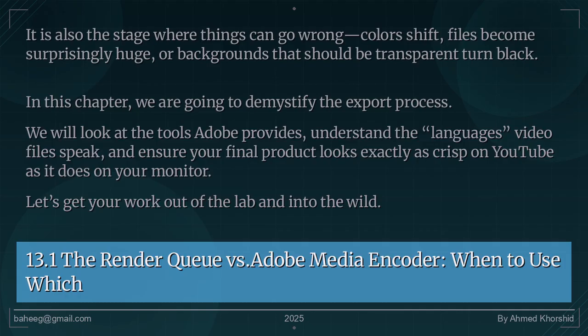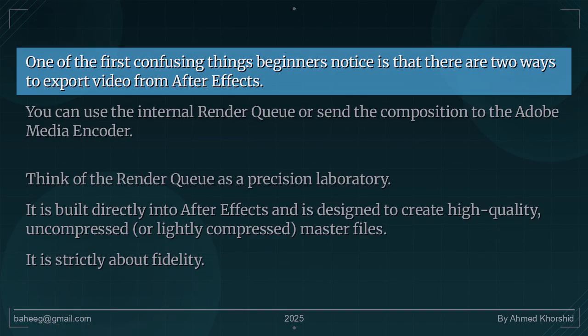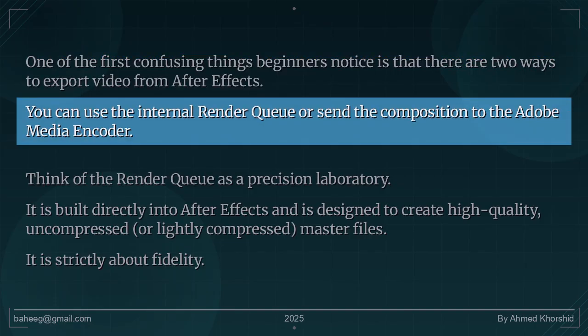13.1 The Render Queue versus Adobe Media Encoder, When to Use Which. One of the first confusing things beginners notice is that there are two ways to export video from After Effects. You can use the internal render queue or send the composition to the Adobe Media Encoder.